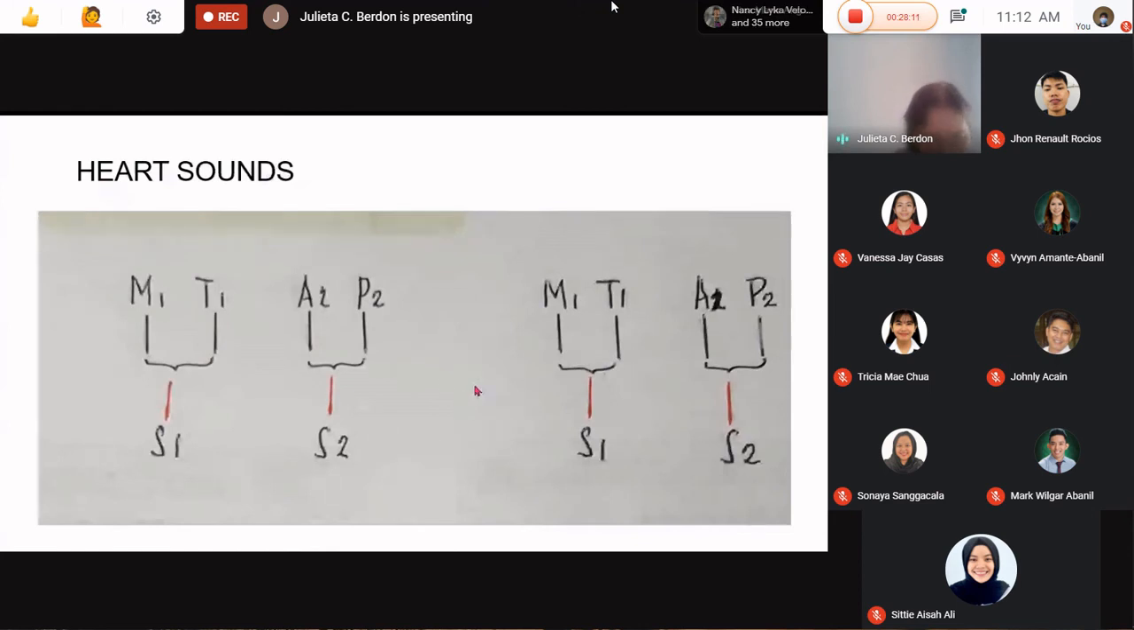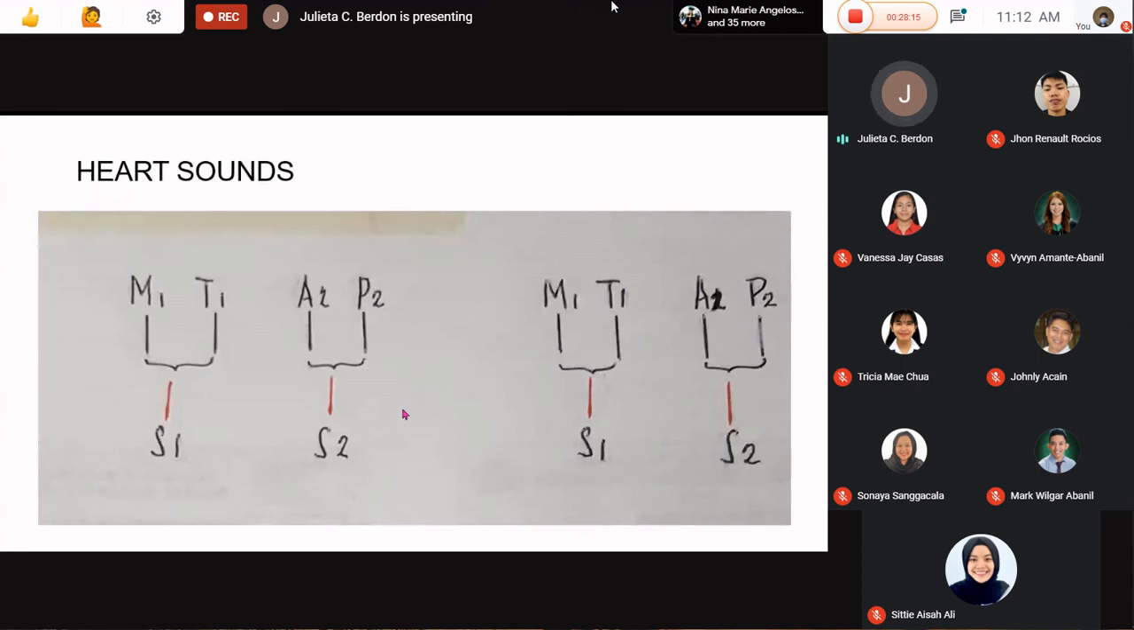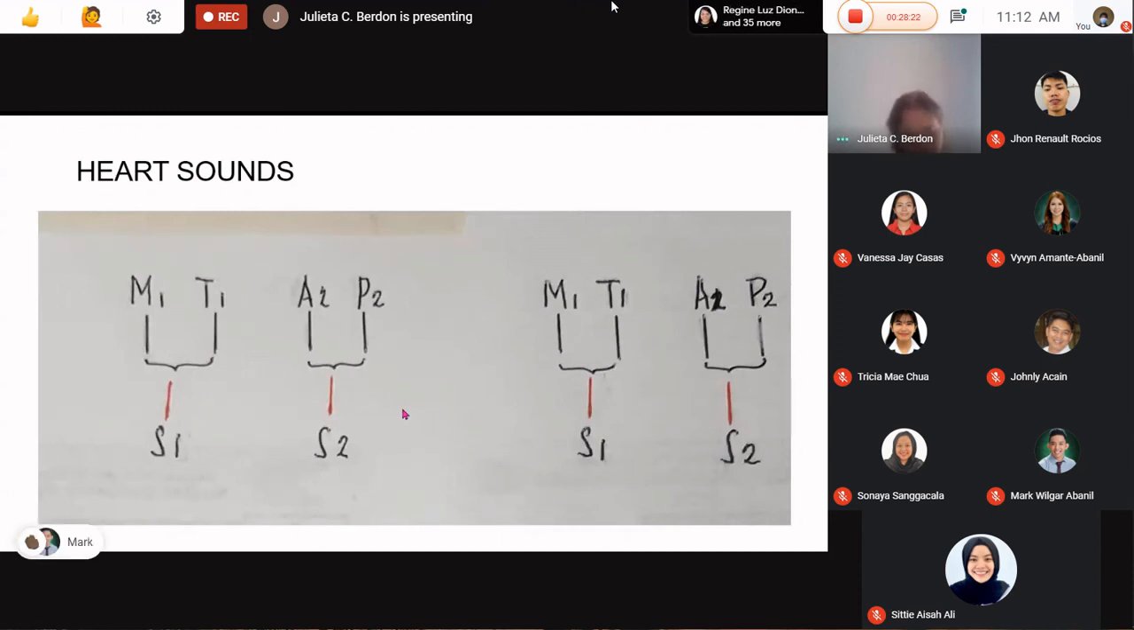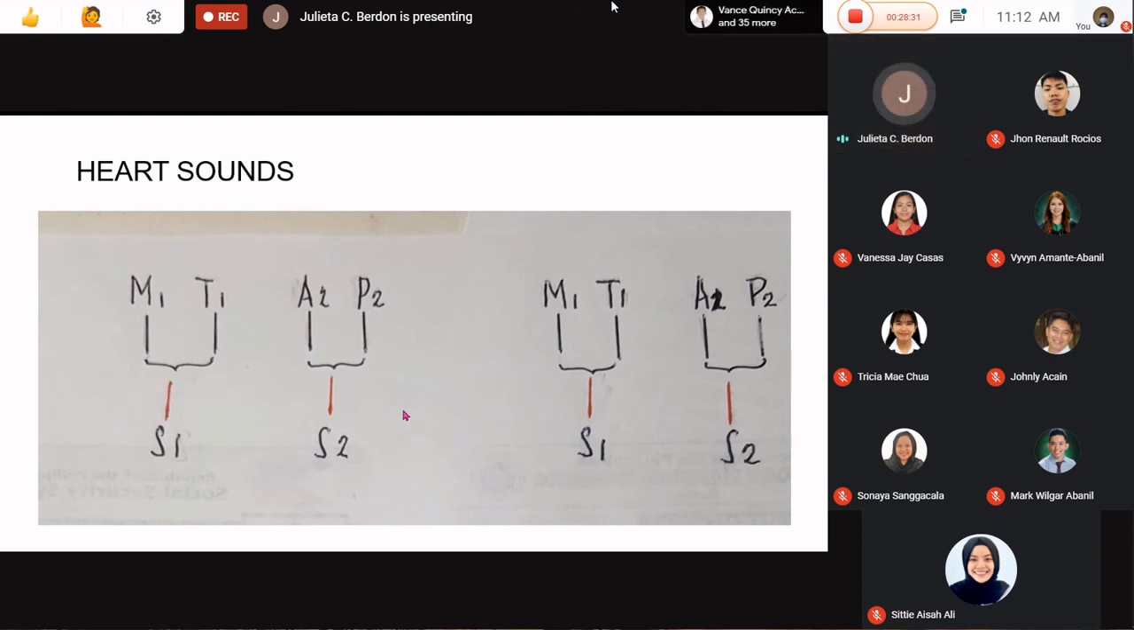Okay, then you have the fourth heart sound. This is due to atrial contraction. Again, it is difficult to hear, and usually it is only heard by a phonocardiogram. A phonocardiograph is a machine that listens to and records heart sounds.